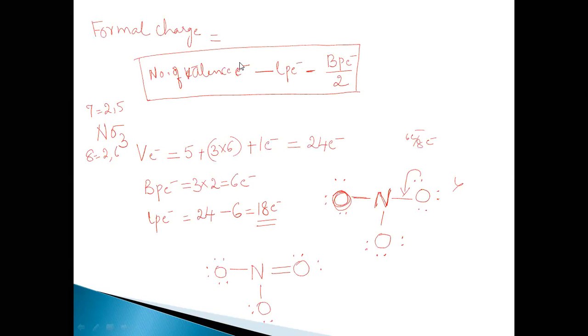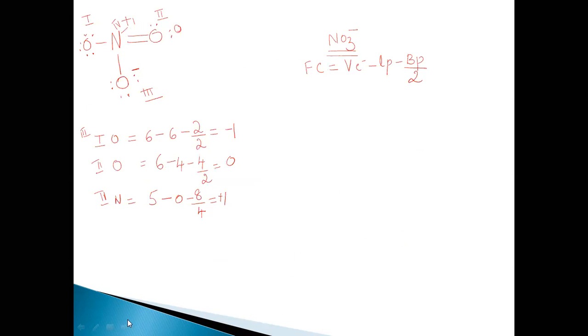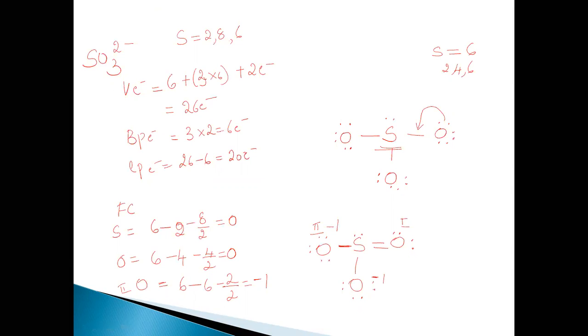Now look at the structure of PO4 3 minus, that is the phosphate ion. Again, before writing, now try writing the structure.